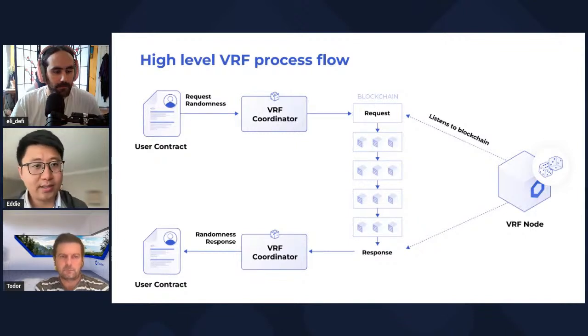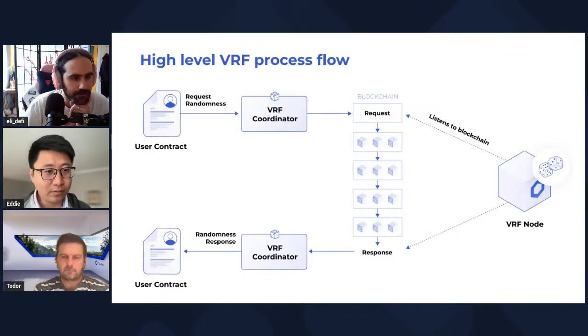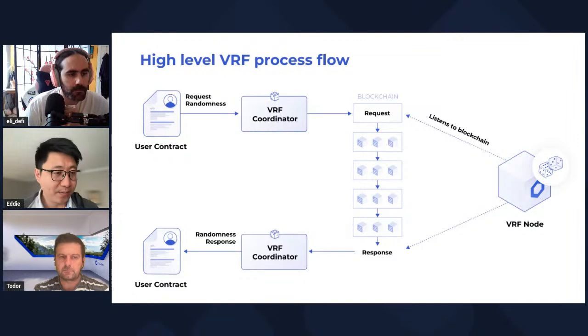So this is a high level explanation of the flow. The user contract here is the dApps, whether it's a blockchain game or an NFT project. For example, you're buying something on OpenSea, and then it gets reviewed after 2 days for the rarity you actually get. All these things are user contracts that will request randomness from the VRF coordinator.